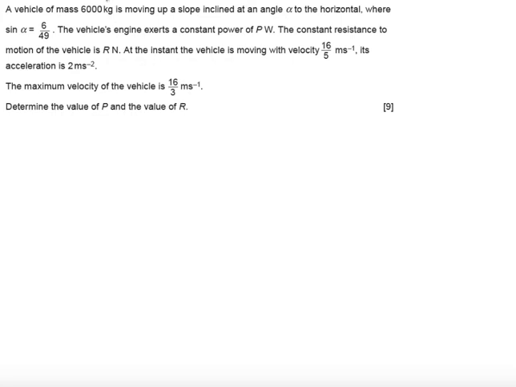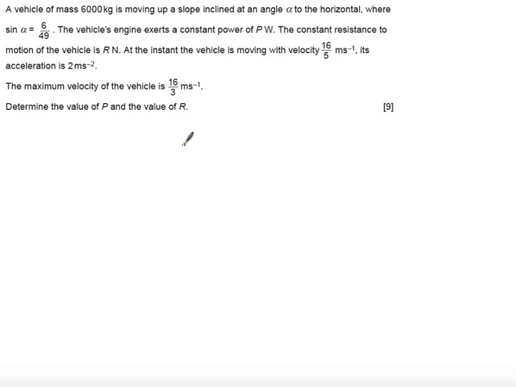A vehicle of mass 6,000 kilograms is moving up a slope inclined at an angle of alpha to the horizontal, where sine alpha is 6/49. The vehicle's engine exerts a constant power of P. The constant resistance to the motion of the vehicle is R newtons.